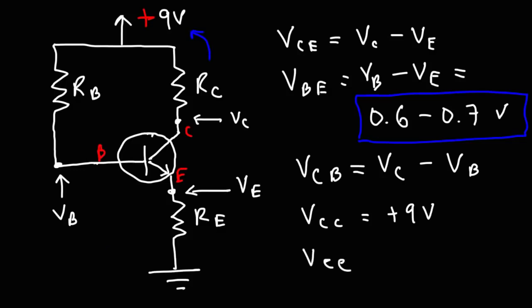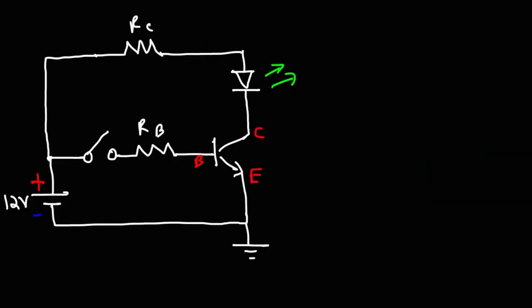VEE, let me use capital E, is the emitter supply voltage. And in this example, that's the ground voltage, so that's going to be 0, which we really don't have to worry about for that circuit.